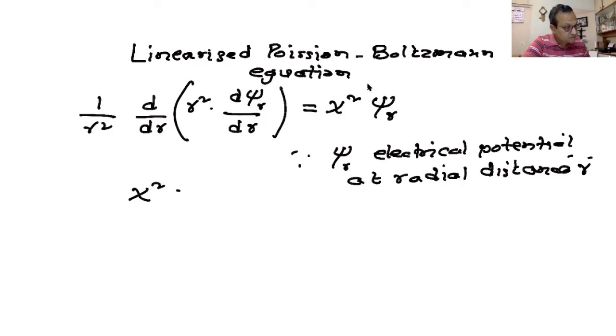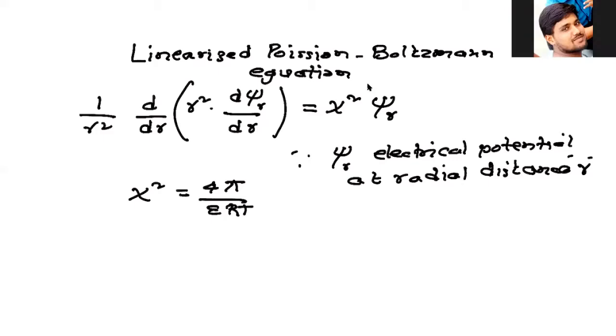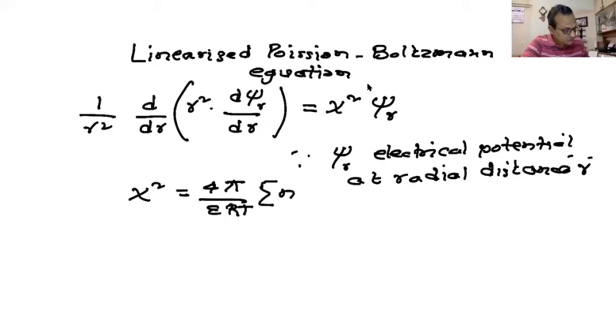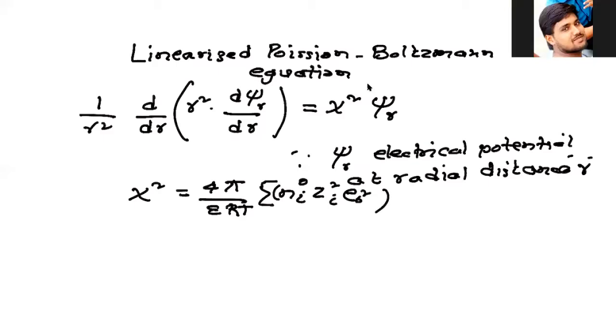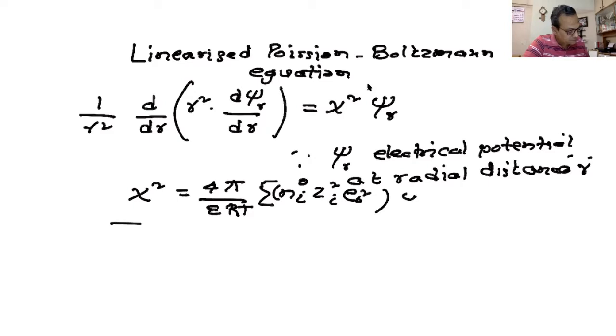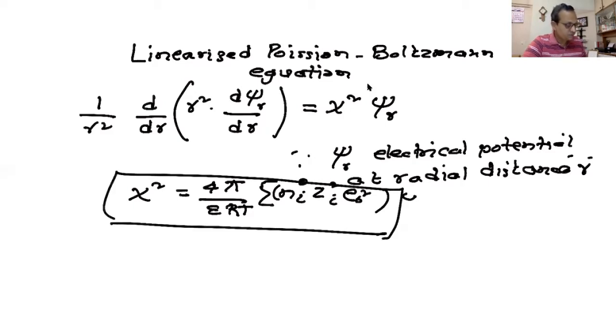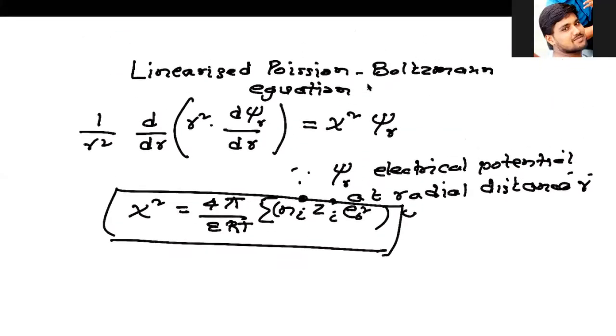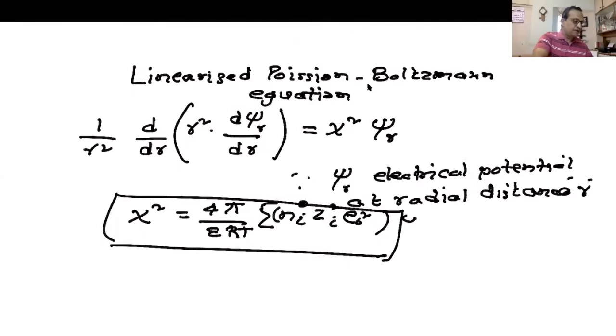Is equal to 4 pi epsilon kT summation of n_i0 z_i square e0 square. Okay. Sorry. Not psi r. It's only this much. This is chi. Well, we're going to see afterwards the interpretation of chi.